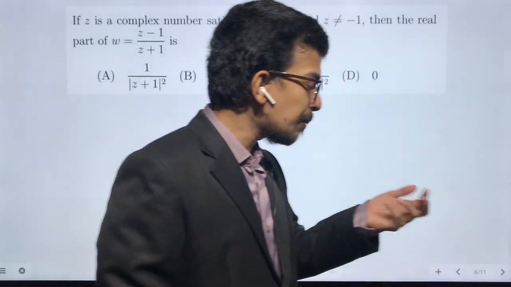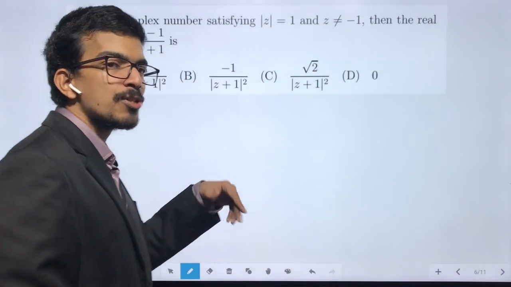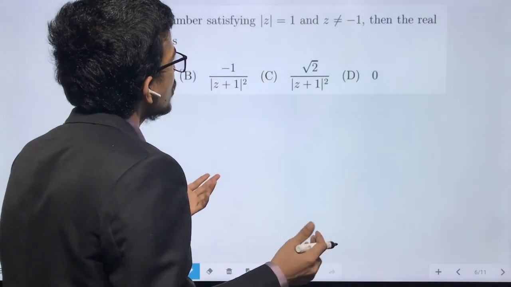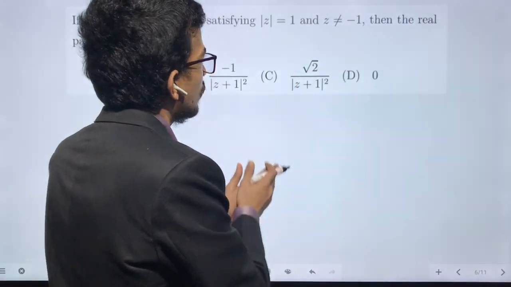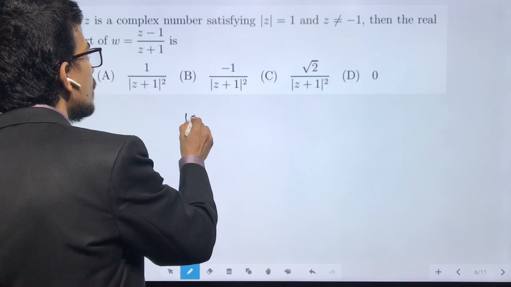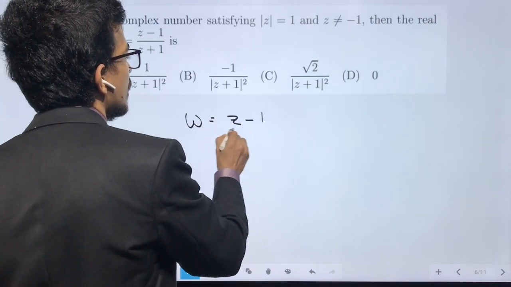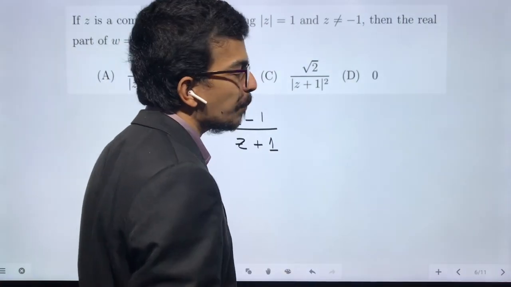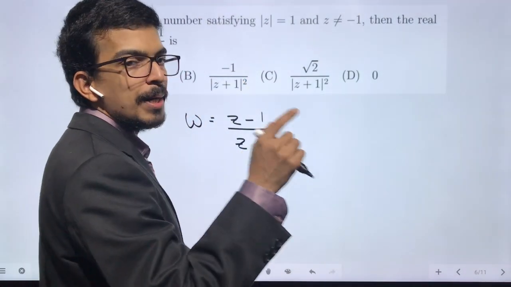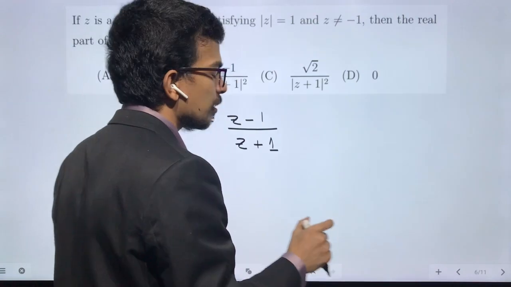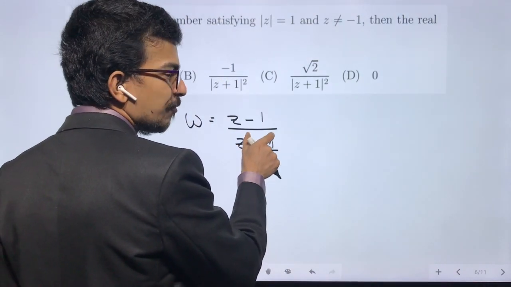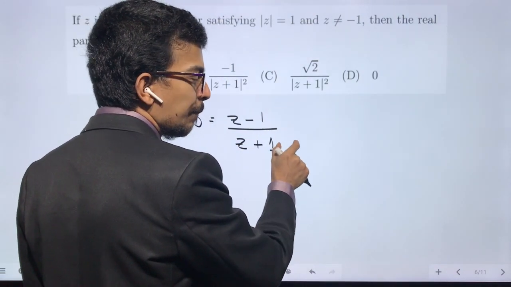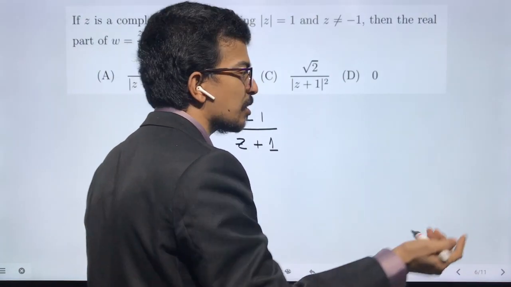Now, somebody might be thinking, why give a substitution at all? Why don't you just deal with z itself? Okay. So we have omega is equal to (z minus 1) by (z plus 1). To figure out things, I'm going to multiply with the conjugate of the denominator. So z plus 1 we have in the denominator, I'm going to multiply with the conjugate of z plus 1.